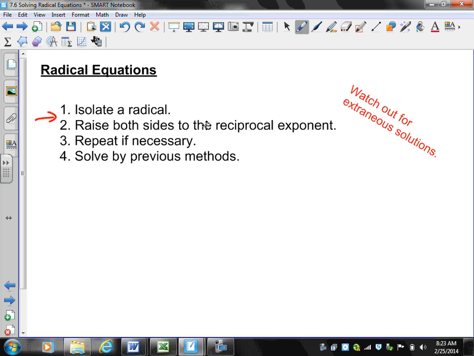This is not normal. We're going to see one problem at the end here, really just for the honor students, where we're going to have to do this process more than once. But that third step, the repeating process, really is not normal. And then sometimes we have to solve by previous methods. On the more complicated problems, we'll have more to do after we either cube both sides or square both sides or raise both sides to the 2/3 power. There might be a little more to do, so we might have some previous methods to consider.